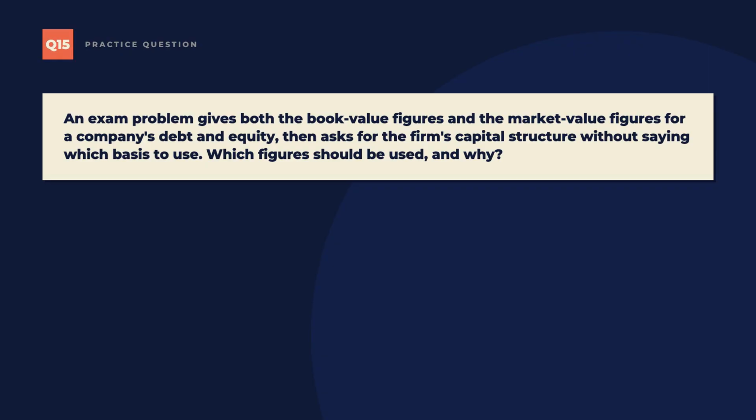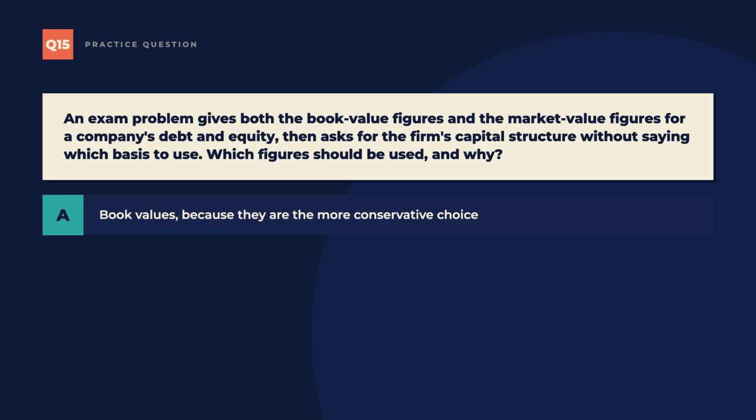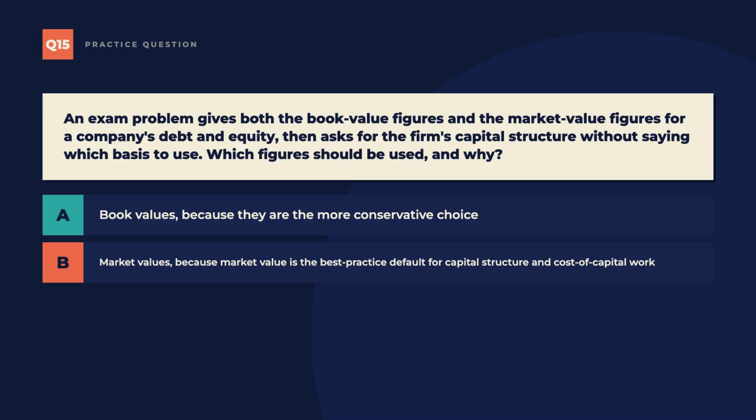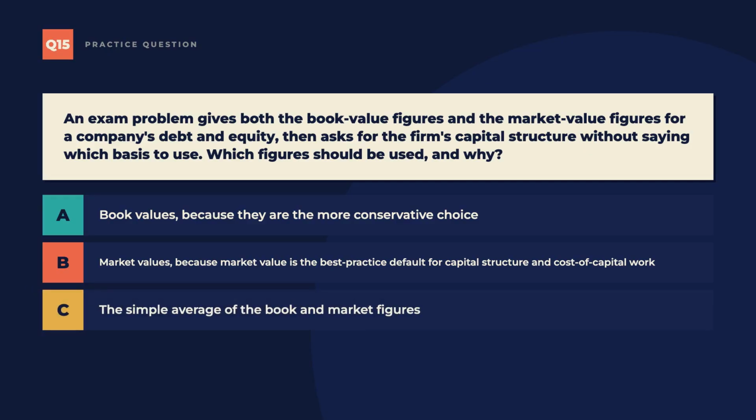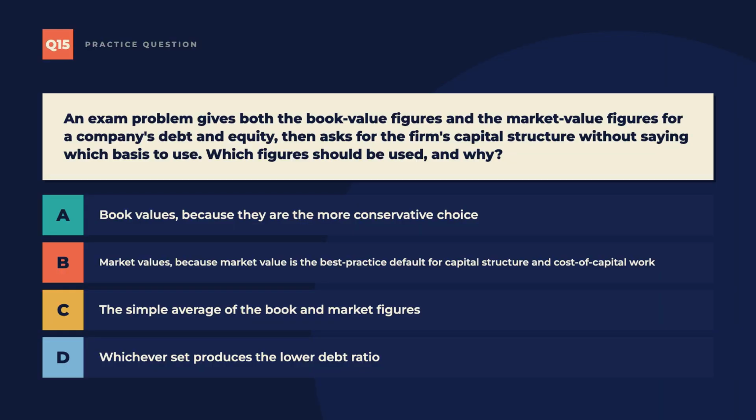Your options are A. Book values, because they are the more conservative choice. B. Market values, because market value is the best practice default for capital structure and cost of capital work. C. The simple average of the book and market figures. D. Whichever set produces the lower debt ratio. Don't overthink it. Which one feels right?